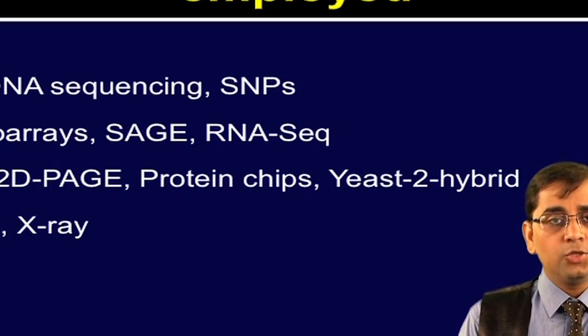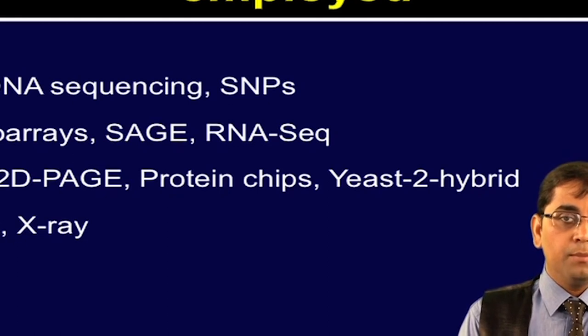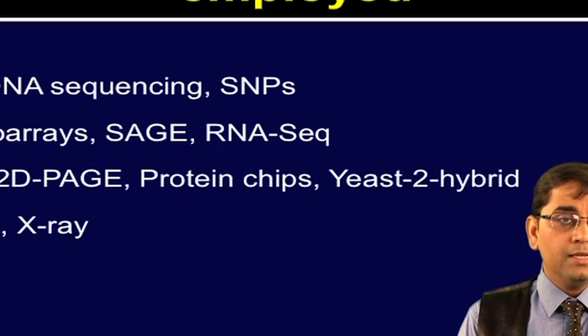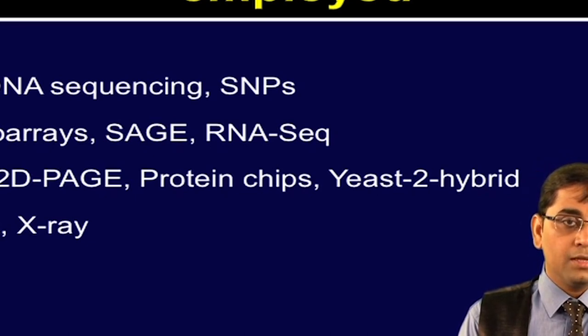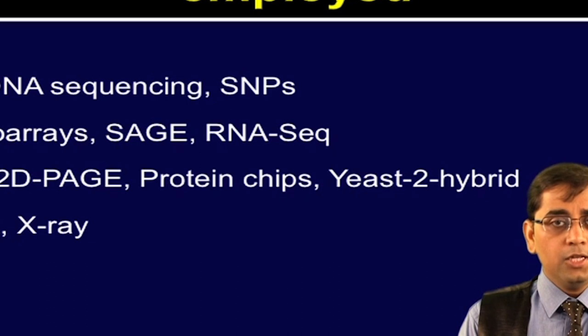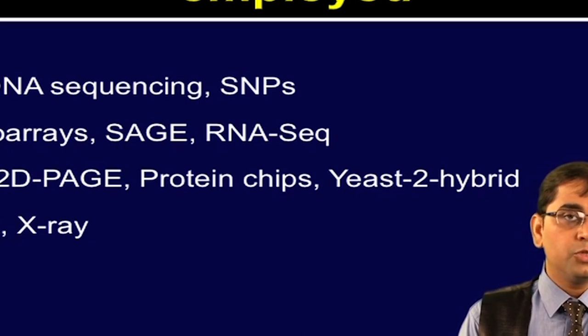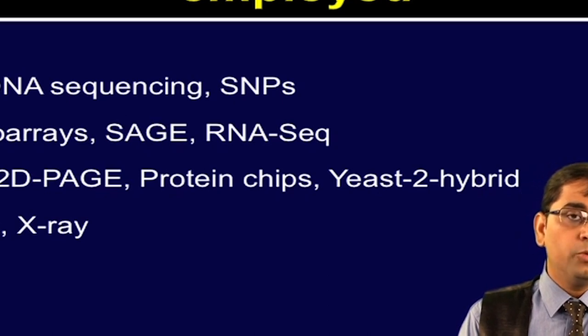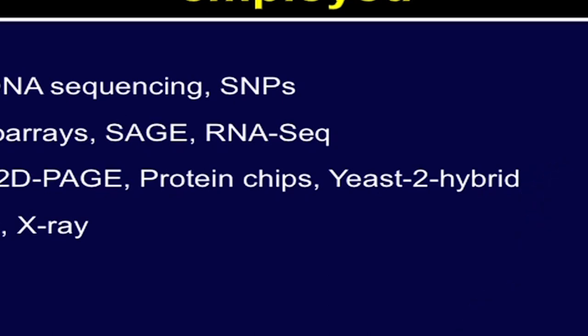For genomics, the high throughput DNA sequencing methodologies, mutation detection using SNP method. For transcriptomics, the transcript measurements can include serial analysis of gene expression, gene chips, microarrays, and RNA sequencing. For proteomics, mass spectrometry, two-dimensional electrophoresis, protein chips, and yeast two-hybrids, and different structural proteomic tools such as X-ray and nuclear magnetic resonance. X-ray and NMR are mainly employed for metabolomic analysis in the field of metabolomics.